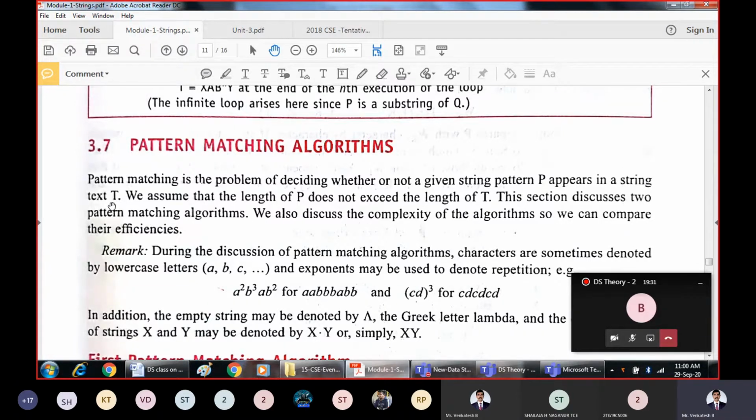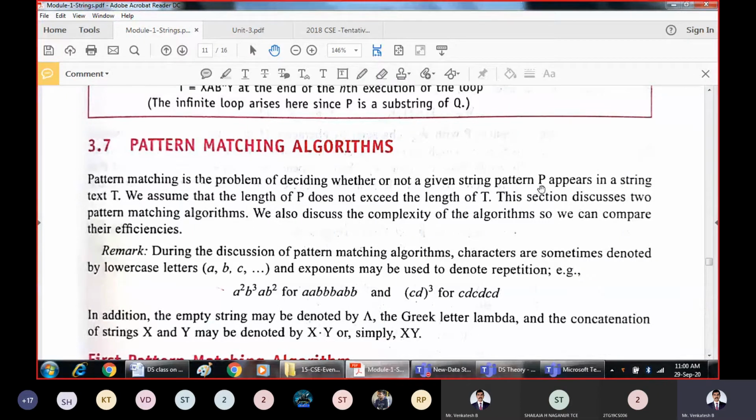What basically is pattern matching? It is the problem of deciding whether or not a given string pattern is present in the main string. Our task is to find whether some pattern P is appearing in the main string T or not. Obviously, it must be assumed that the length of the pattern does not exceed the main string.